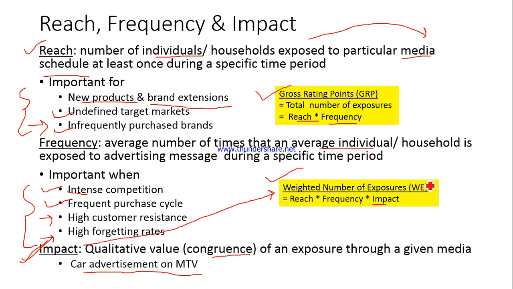So this is the short form WE. In other words, you can say that weighted number of exposure is basically the gross rating points, reach into frequency, the gross rating points into the impact. So this is what weighted number of exposure is all about. Now we'll take up an example to understand all these concepts better.